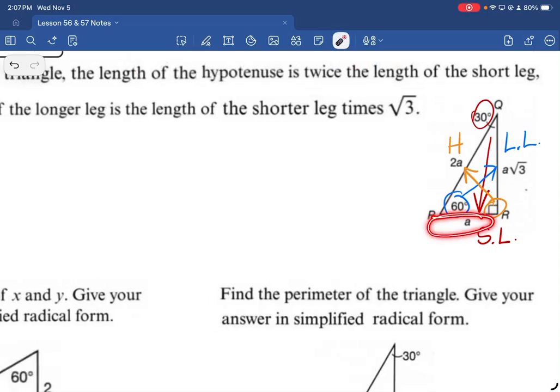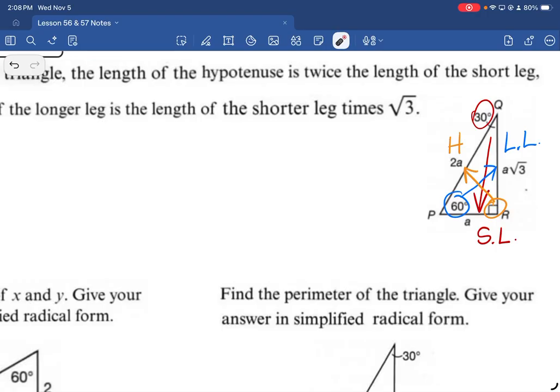Once you have this, it's easy to find the other two. To find the hypotenuse, you just double the short leg, 2 times A. And to find the long leg, you just take this A, whatever this is, and multiply it times root 3, kind of like we did with the root 2 in the last lesson with 45-45-90. So this is just a different formula. Be sure when you're working the test that we're going to have next week that you pay attention to what the angles say so you'll know which formula to use.